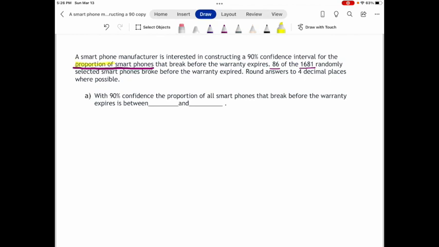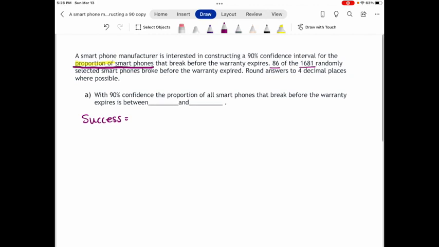So there are some keywords in here that tell me what I'm going to do. I want to make a confidence interval for proportions. When we're dealing with proportions, we're really looking at the binomial distribution because we're looking at success versus not success. In this case, I'm going to define success as the smartphones break before expiration.